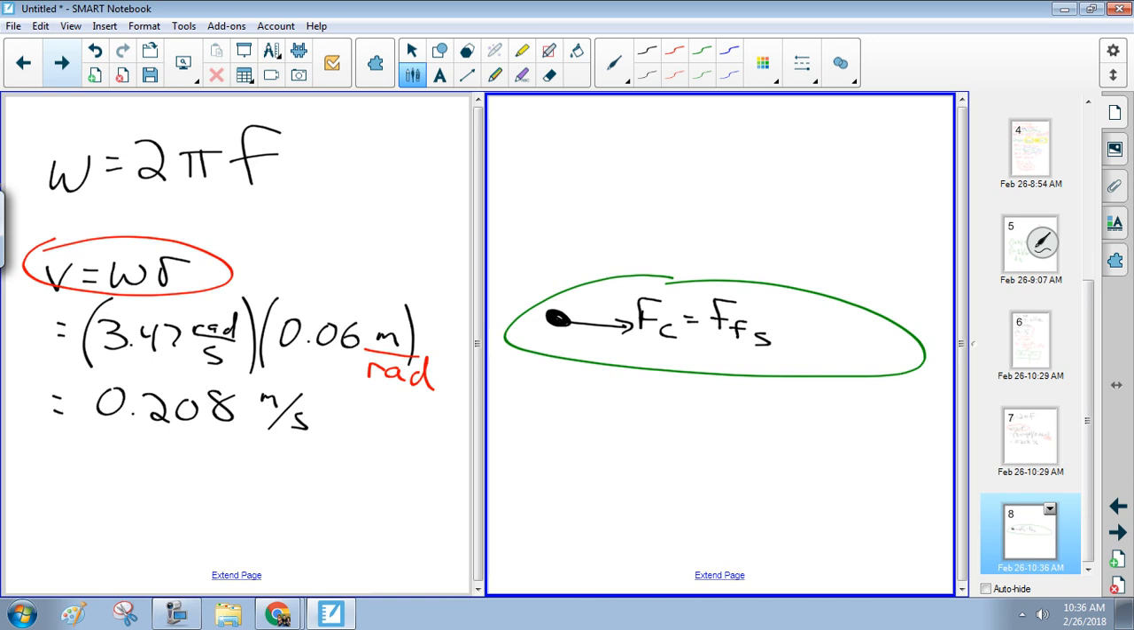And there are two other forces, right? What are the other two forces, you guys? Gravity and normal force, right? So gravity is mg. What would the normal force be, you guys? Also mg, right?